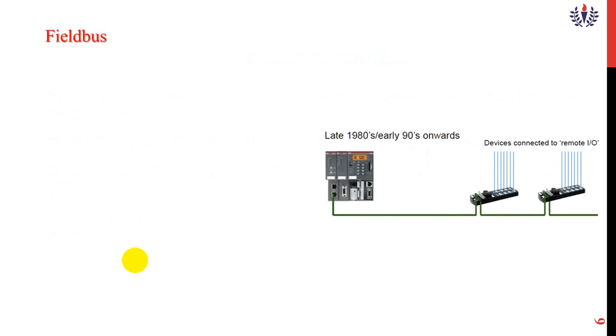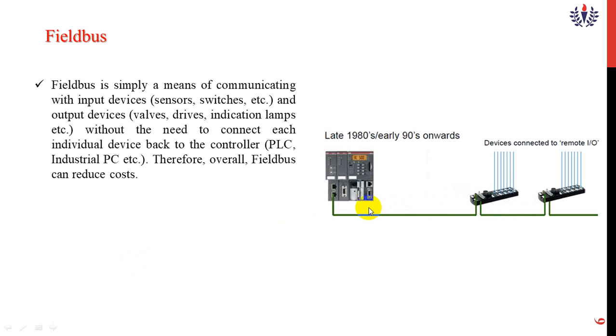The next topic is field bus. Generally, the field bus is connected in series mode to the devices by using a remote input and output system. The field bus is simply a means of communicating with input devices, such as sensors, switches, etc., and output devices, such as valves, drives, indication lamps, etc., without the need to connect each individual device back to the controller. The controller here means PLC or industrial personal computers, etc.